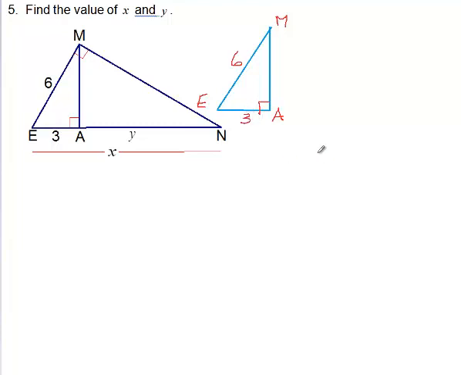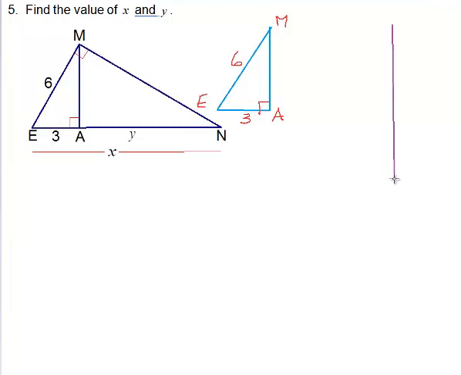Now, which value am I looking for? I'm looking for y, which belongs to the mid-sized triangle, or x, which belongs to the larger triangle, and 6 is also part of the larger triangle. So it looks like I need the smaller one and the larger one. So I'm going to draw the larger one now. Let's go back and grab a ruler here and draw the larger triangle.